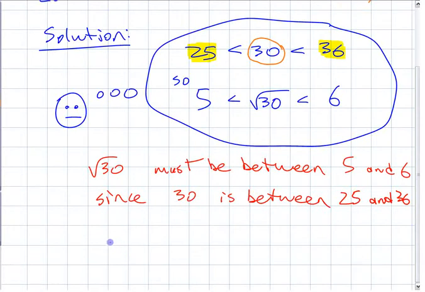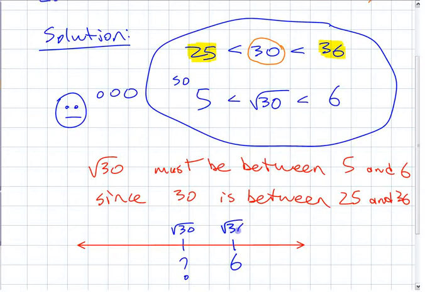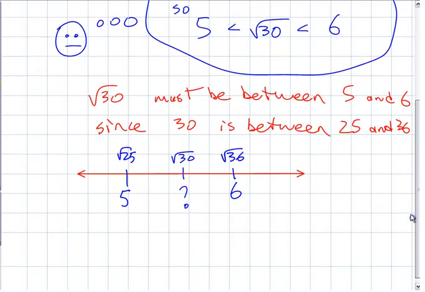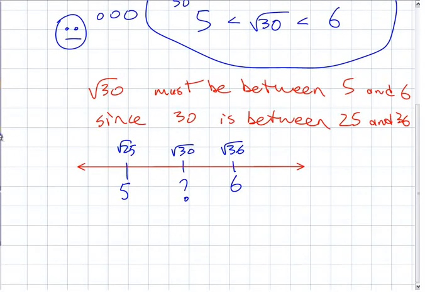Okay, if you like number lines, you can think of it on a number line, right? If I want to know what square root of 30 is, I know for sure it's between 6, which is square root of 36, and 5, which is square root of 25. It's got to be between those two numbers. And so you might estimate that it's 5.4, 5.5. It's not wrong if you put 5.4, 5.3, or 5.5, or 5.6.